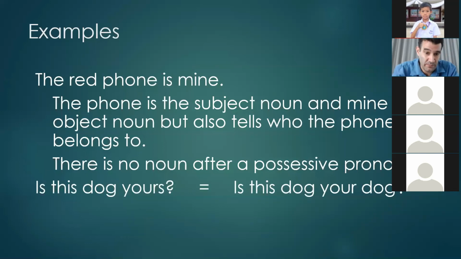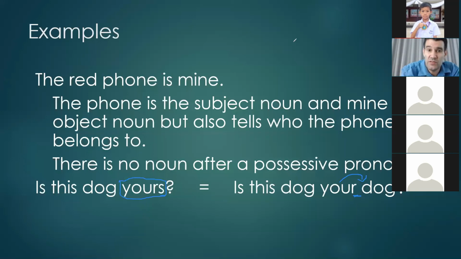So for example, I will show you both the possessive adjective and the possessive pronoun and show you the difference. You can say, is this dog yours? Yours is the possessive pronoun, it has an S. Or you can say, is this dog your dog? There is no S. This is a possessive adjective, so you must have a noun. But these mean the same thing. Is this dog yours? Is this dog your dog?